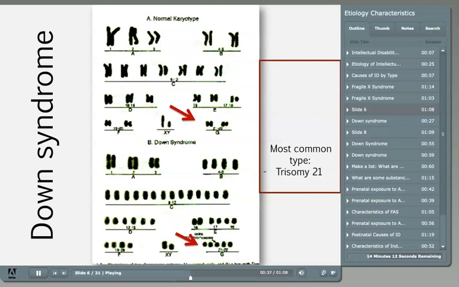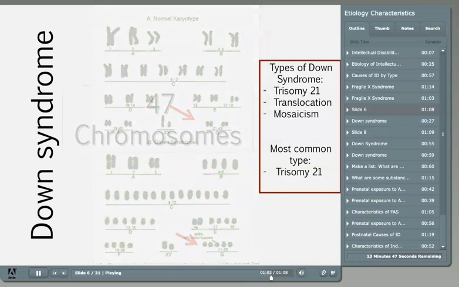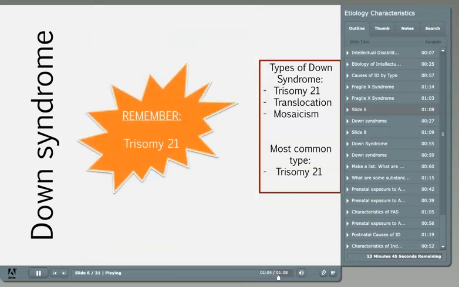In addition to trisomy 21, there are 2 other types of Down syndrome. One is called translocation, which occurs when part of the 17th chromosome breaks off. The other is called mosaicism, where there is a mixture of normal chromosome patterns and Down syndrome chromosomal patterns. Both mosaicism and translocation are much rarer forms of Down syndrome. The one we want you to remember is trisomy 21, which is characterized by a 3rd chromosome on the 21st pair.